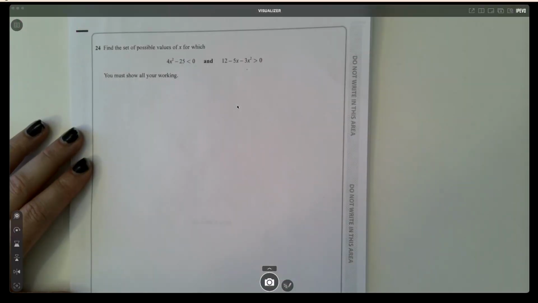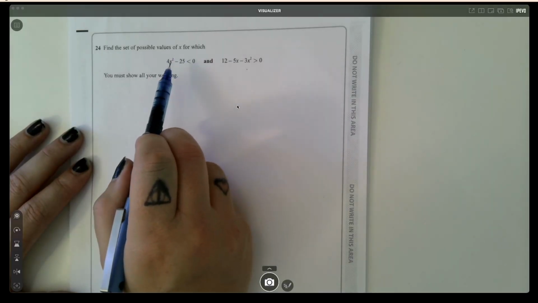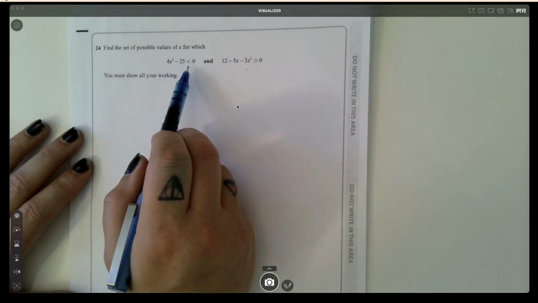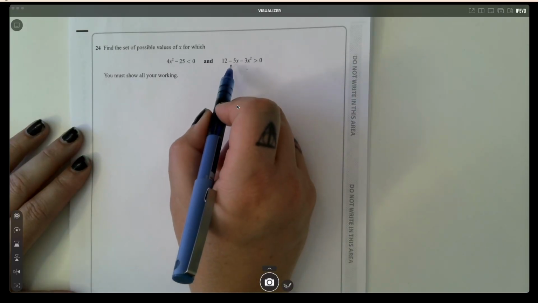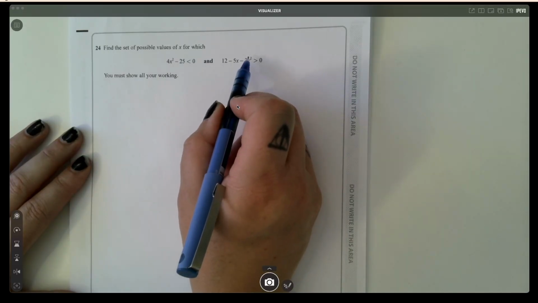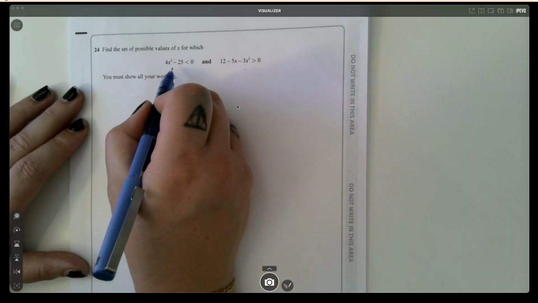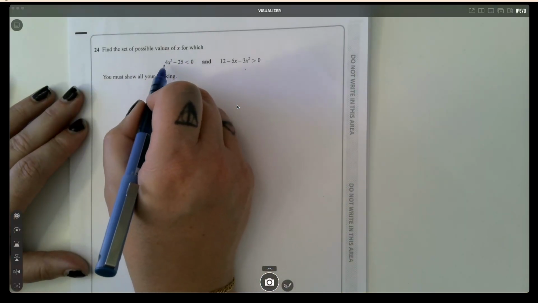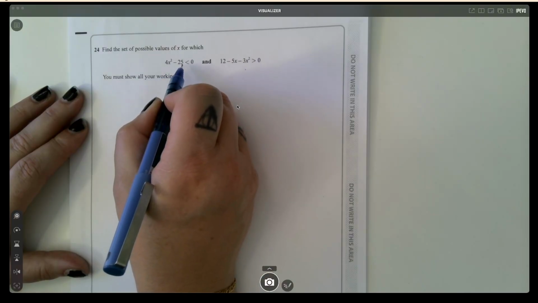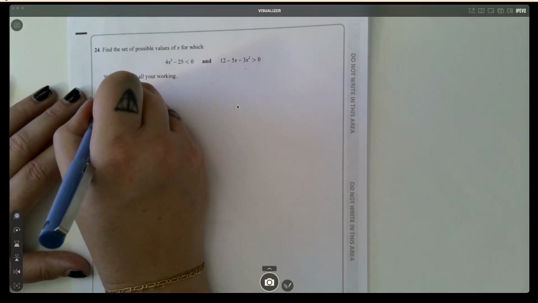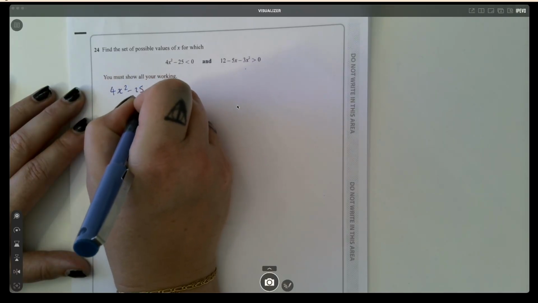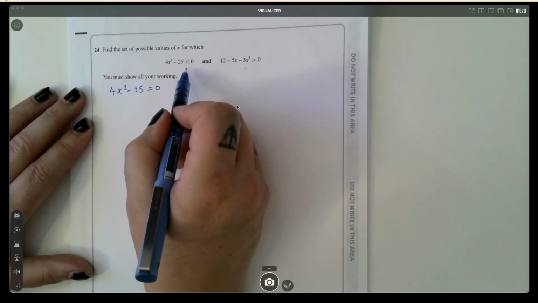Question 24. Find the set of possible values of x for which 4x squared subtract 25 is less than 0 and 12 subtract 5x subtract 3x squared is greater than 0. You must show all your working out. So the first thing I'm going to do is find the possible solutions for 4x squared subtract 25 is less than 0. So I'm going to start at this stage with just an equals sign there. I'm going to come back to that inequality and how it impacts the question shortly.